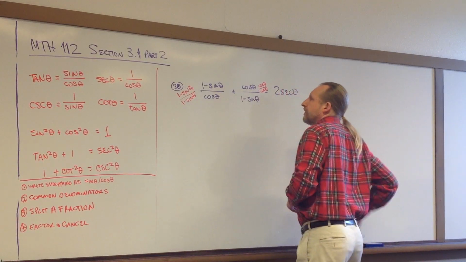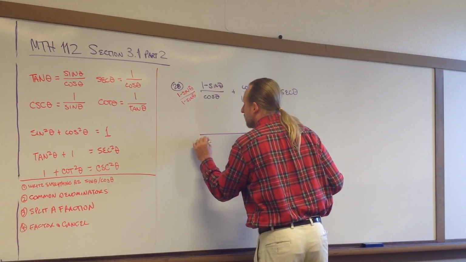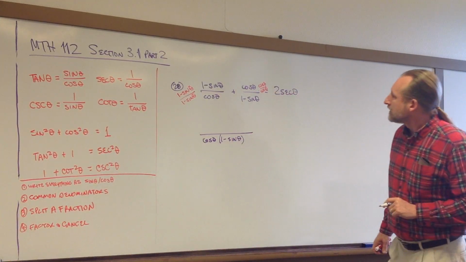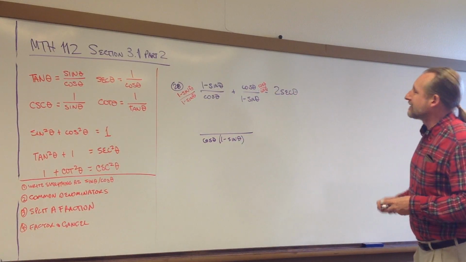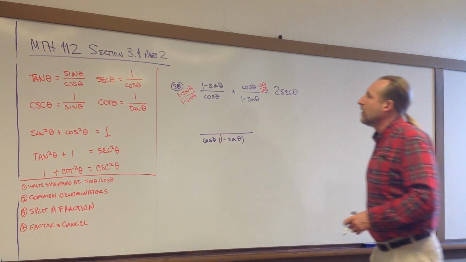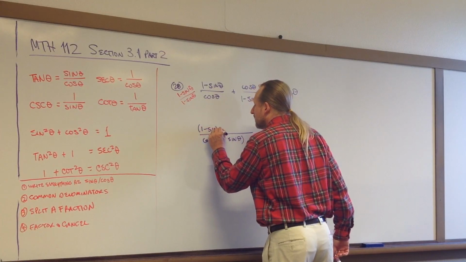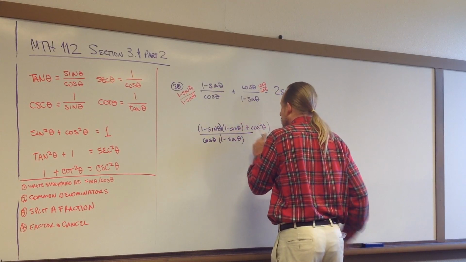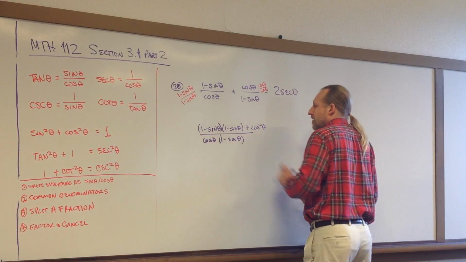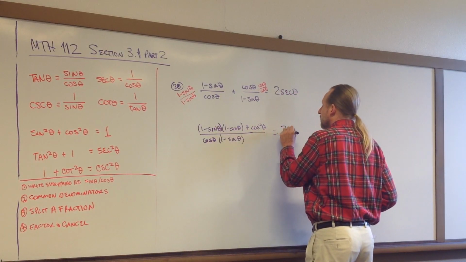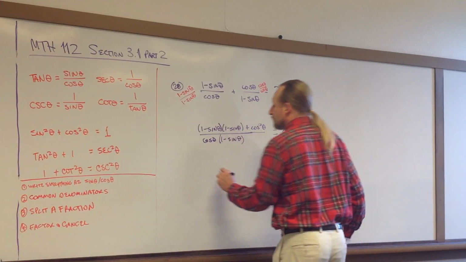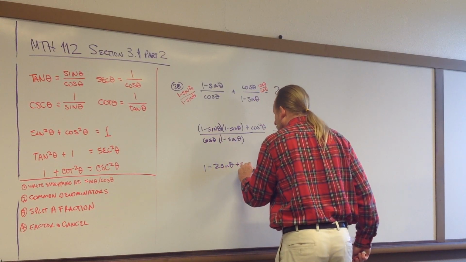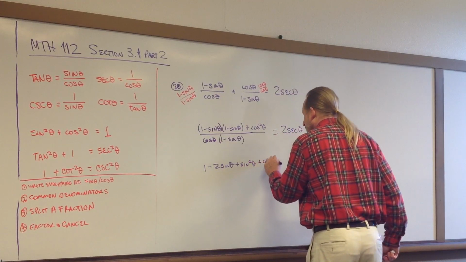So, what do we get out of that? Our new denominator is cosine theta times 1 minus sine theta. You can multiply that through if you want to, but it doesn't really take us anywhere. So I'm just going to leave it alone. Up on top, 1 minus sine theta times 1 minus sine theta plus cosine squared theta. Alrighty. So we're going to have to multiply those two together. FOIL them, as some people say. So this would be 1 minus 2 sine theta, and then plus sine squared theta, plus cosine squared theta.